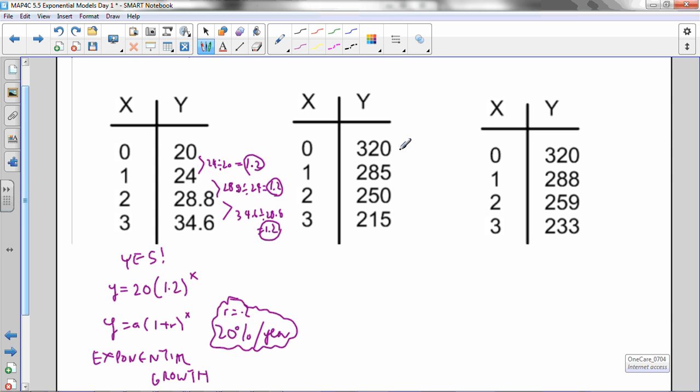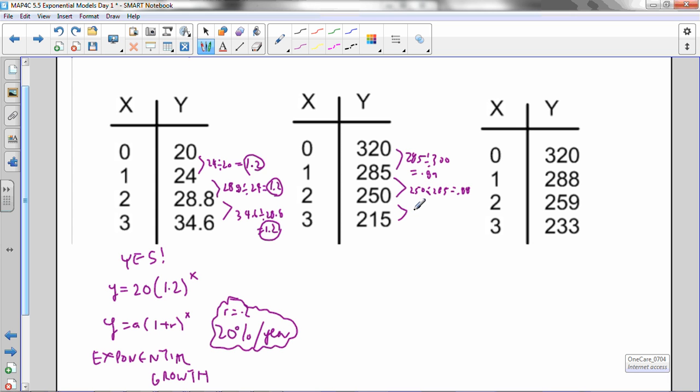But what about this one? Well, if I go, it looks like it's a decay function, right? Because it's going down. But if I go 285 divided by 300, fire that into a calculator, and I get 0.89. Looks like it's a decay. But if I go 250 divided by 285, that's 0.88.